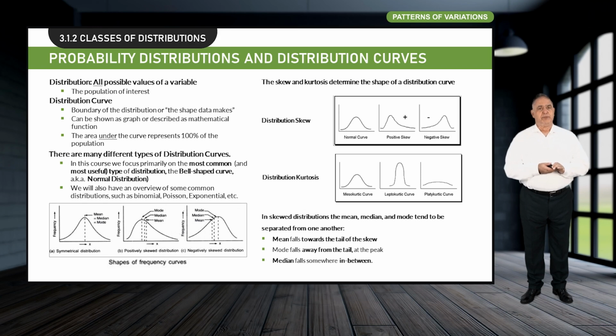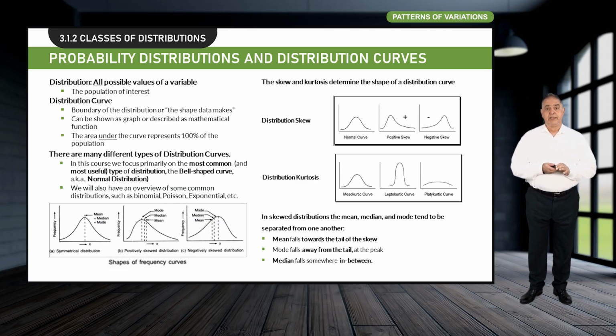So what is a distribution? A distribution is all possible values that a variable can take. In other words, a distribution is associated with the population of interest, the population that we're investigating. What is the distribution curve? It is the boundary below which we have all possible values that a variable can take.